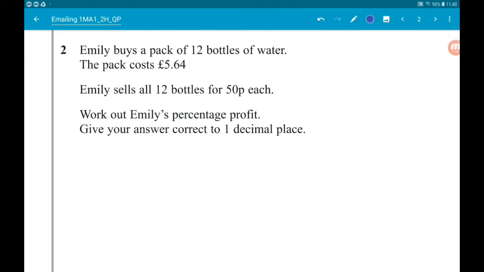Okay, number 2. Emily buys a pack of 12 bottles of water. The pack costs £5.64. Emily sells all 12 bottles for 50p each. We want to work out Emily's percentage profit to 1 decimal place.